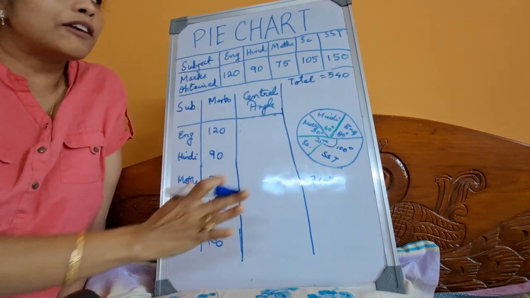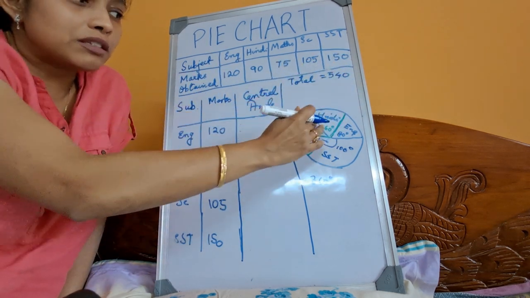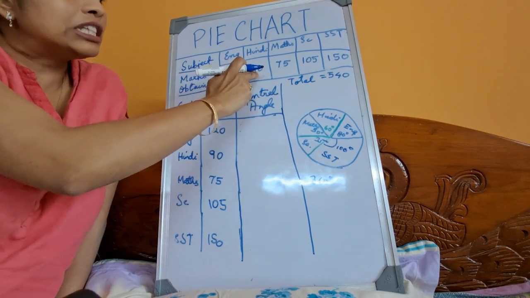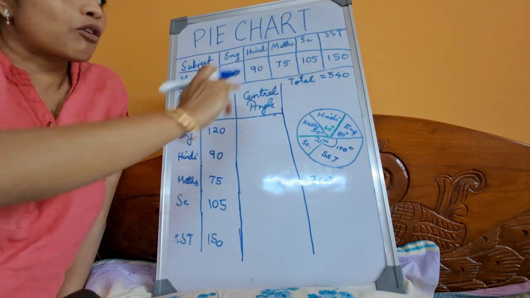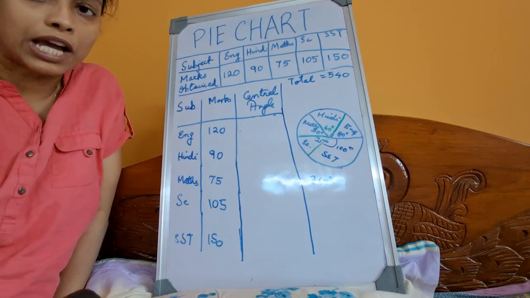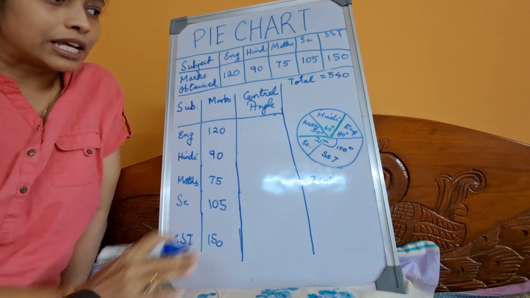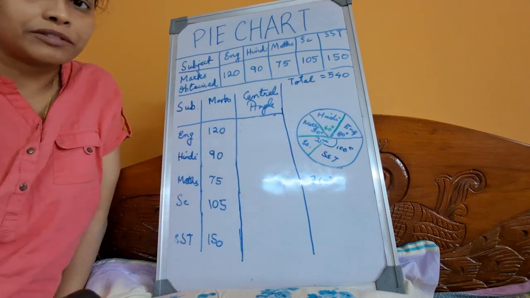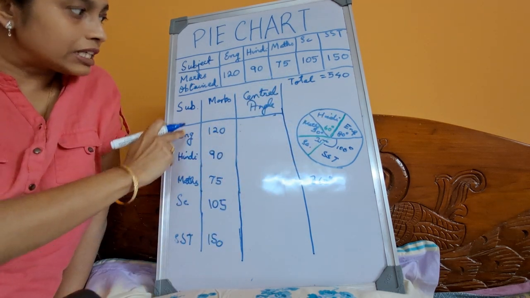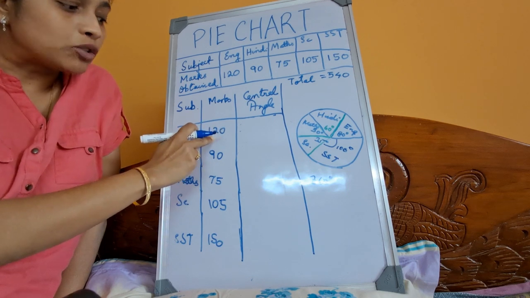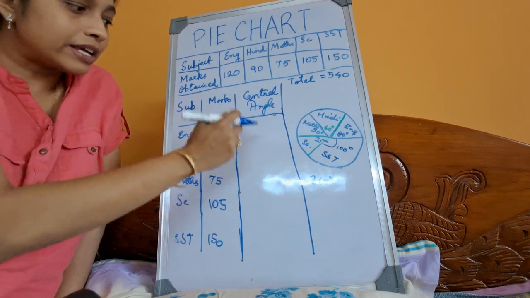So basically 540 marks represents 360 degree at the center. So how much angle does each of these marks represent is what we have to find out. So we call them central angles, like how much angle at the center. So for English it is 120 marks. So how much angle does 120 represent at the center, the central angle?